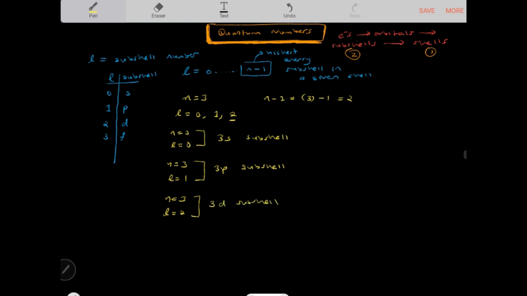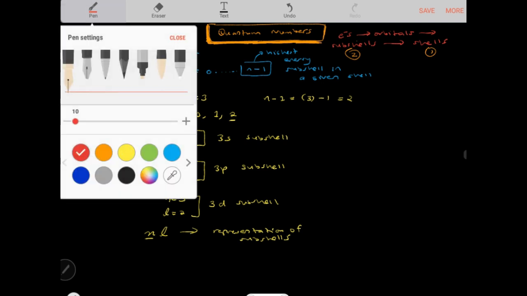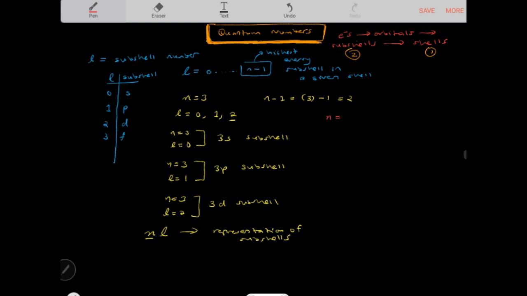Okay, so usually how we write these subshells is we'll write a subshell as n and L. n is the shell number and L is the subshell number. So this is how we can represent subshells. This will tell us what potential subshells can exist in each given shell, right? So another example here, if n is equal to 4, then the fourth energy level, L can take on values from 0 all the way to n minus 1. Well, n minus 1 here is 4 minus 1, which is 3, right?